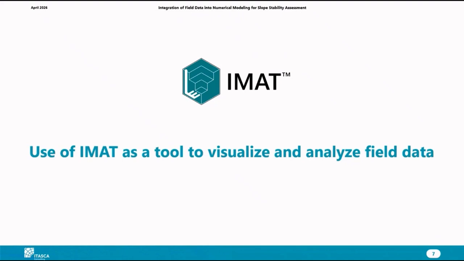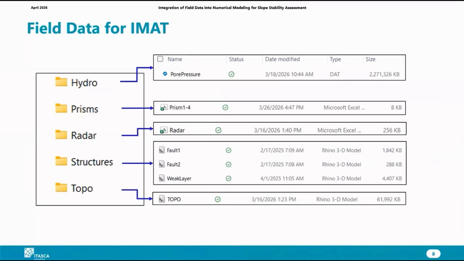Now, after this short presentation, I'm going to show you how we can use IMAT to integrate and manage field data, including prisms, radar, and water pressure. But before starting IMAT, let me quickly go over the project folder and the data that we have. The main project folder consists of 5 subfolders, as you see here, and each contains one or more data files.